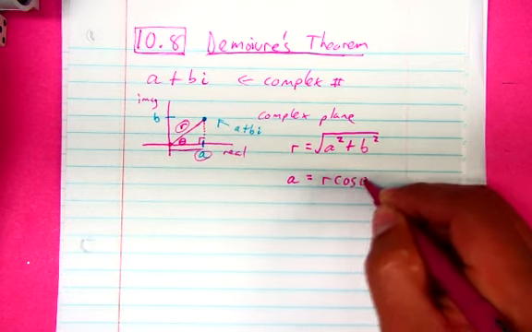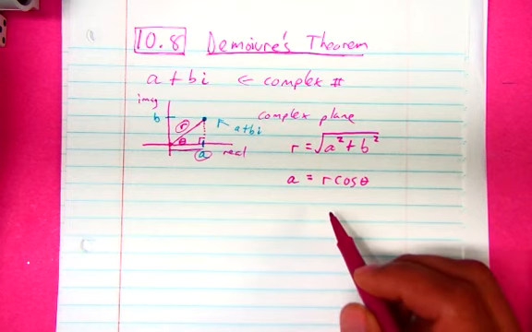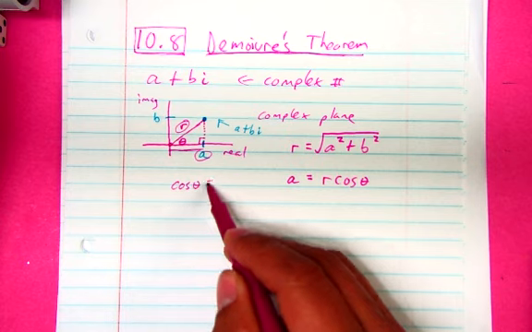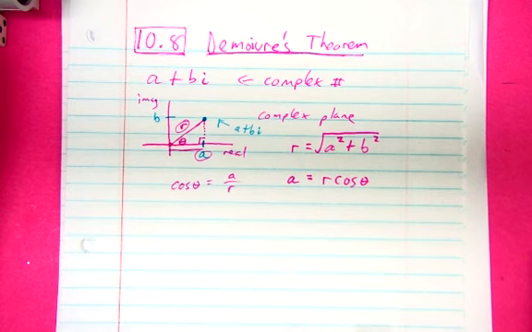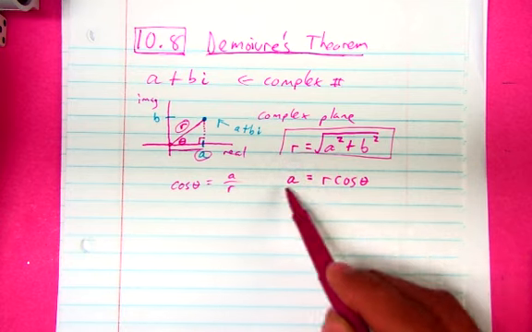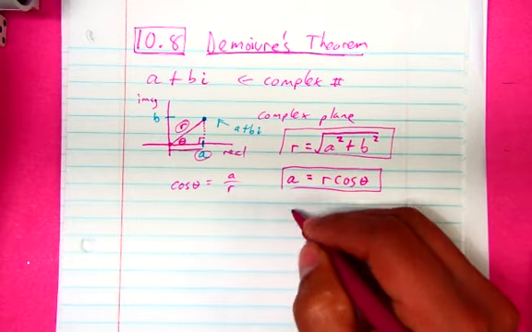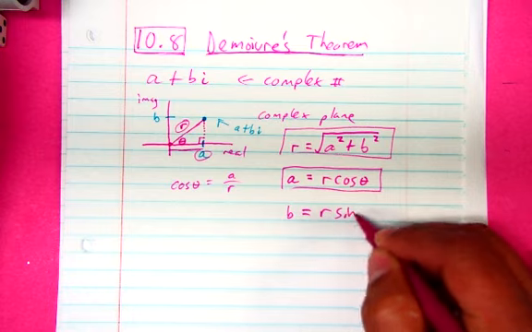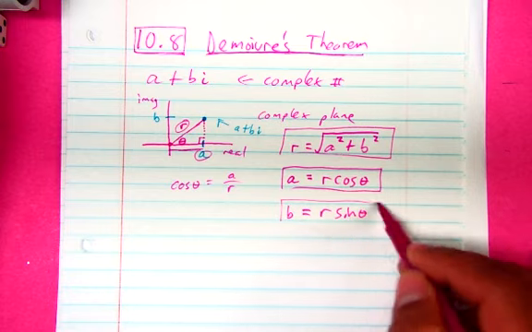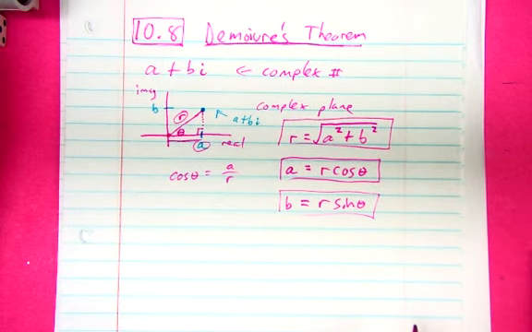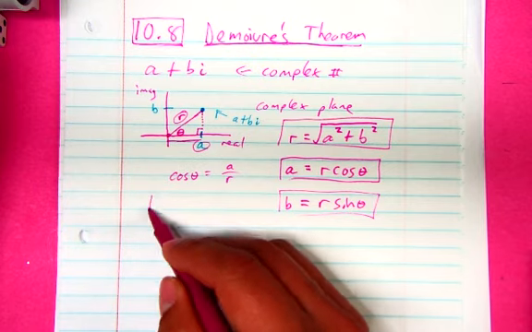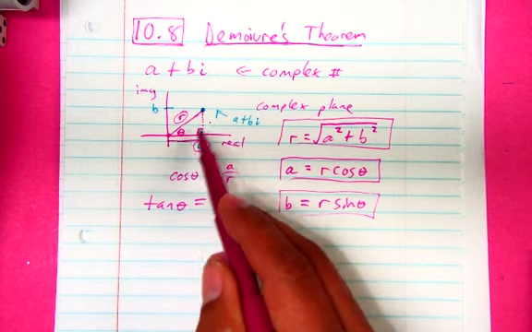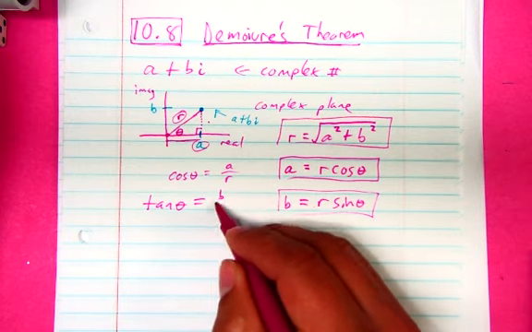And if you don't see that, cosine theta would be adjacent over hypotenuse. Does that make sense? Does this look familiar yet? So, what would b be? R sine theta. We still have the convention that tangent theta would be opposite over adjacent, so b over a.